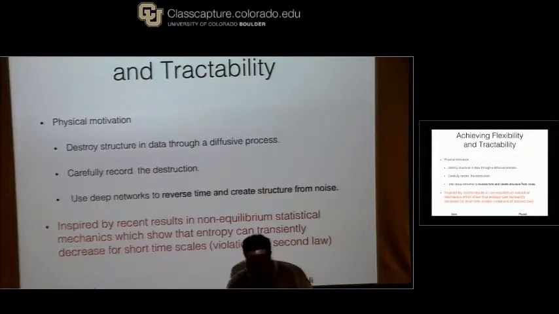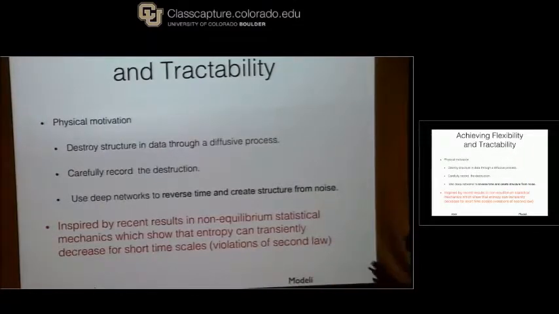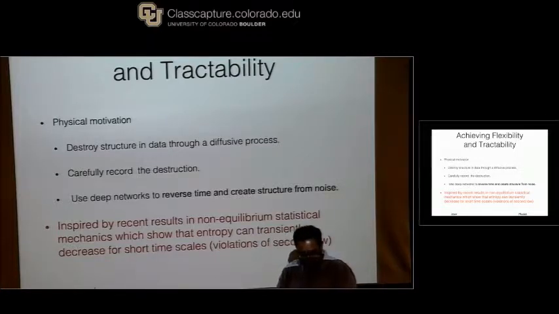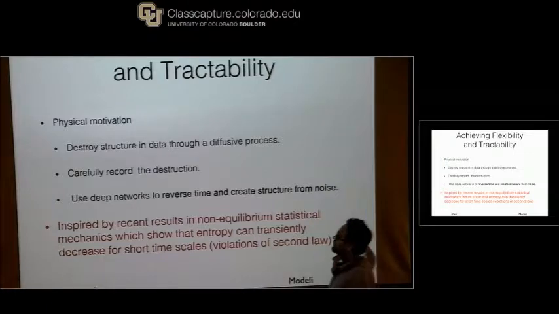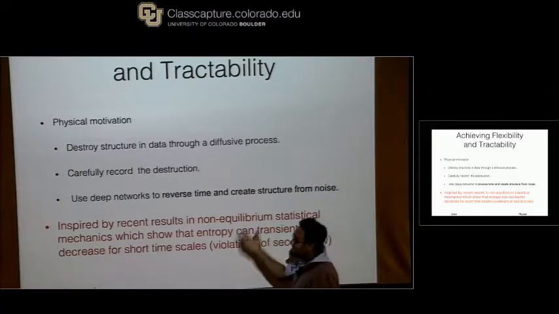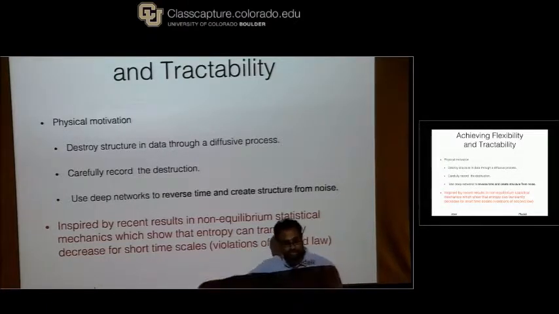There's lots of ideas in the field, but we tried out the following idea. This was actually motivated by the Jarzynski equality and basically short violations of the second law of thermodynamics, on short timescales, quote-unquote violations, where entropy can transiently decrease for small systems. So basically, you could potentially create structure out of noise. But we don't want to create any old structure. We want to create structure in the training data.